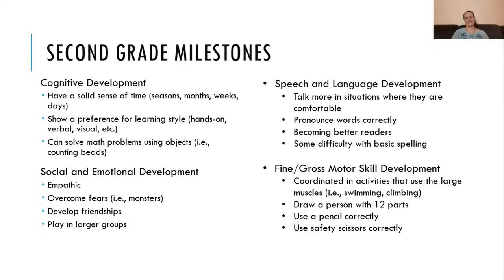Speech and language development. They're going to speak more in situations where they're comfortable. So having good conversations with like close friends around this time. They should also have that good articulation too when they're speaking. So pronouncing word articulation. They also tend to become better readers around this time too. Have some difficulty to pretty much be able to spell basic words like the and along those lines. In terms of motor development, in activities that use large muscles, so swimming, climbing, things like that. Drawing a person with 12 parts, holding and using scissors correctly.